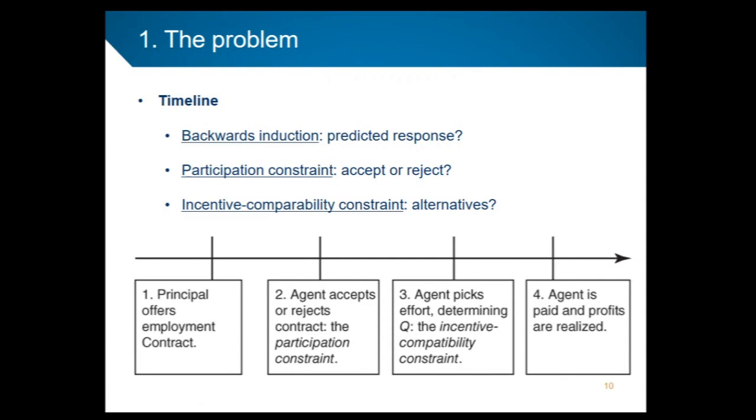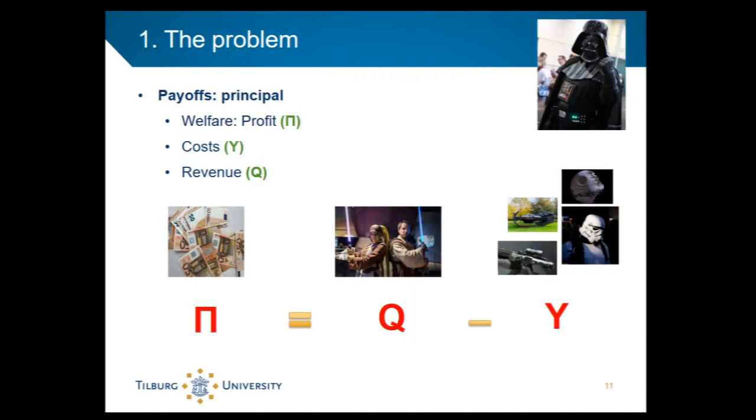Finally, of course, the agent is paid and the profits are realized. So the stormtrooper catches my Jedi, I pay him, and we live happily ever after in my evil empire. Okay, concerning the final point, what are the payoffs or realized welfare of a contract for both the principal and the agent? We know both the principal and the agent, they of course want to maximize their welfare. Now the welfare of the principal is predominantly profit. Simply put, profit is revenue, or Q, minus the costs, Y.